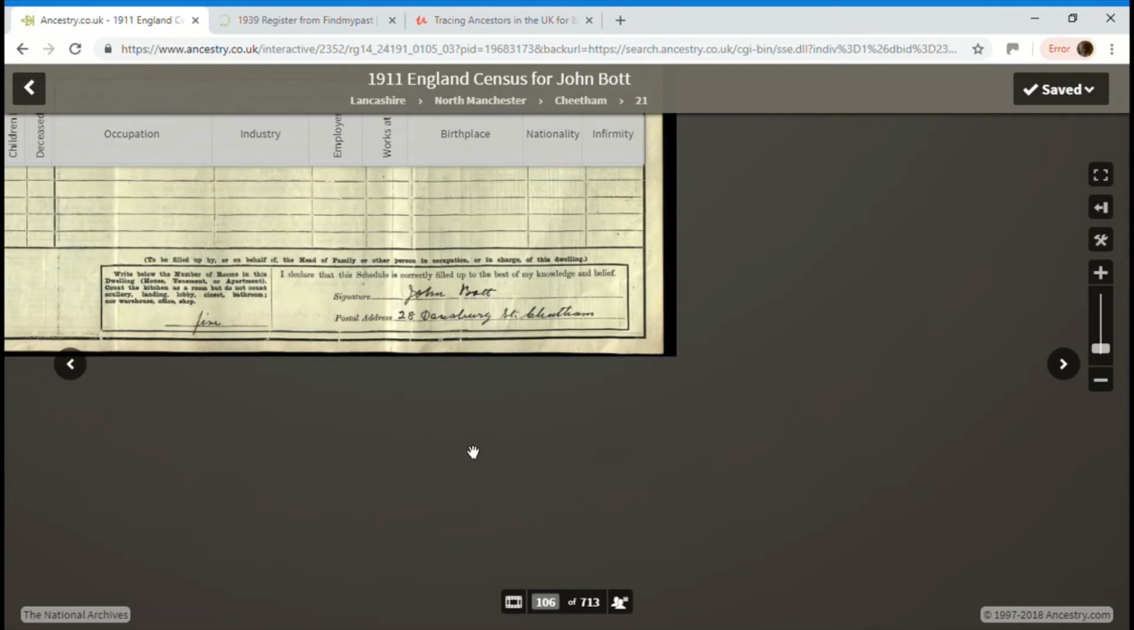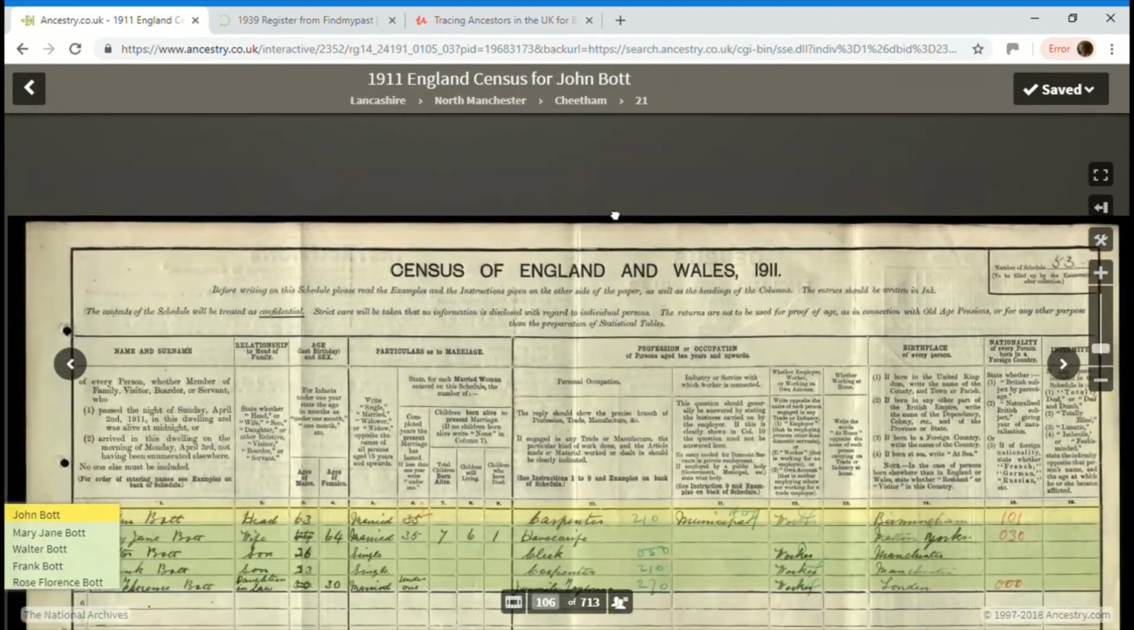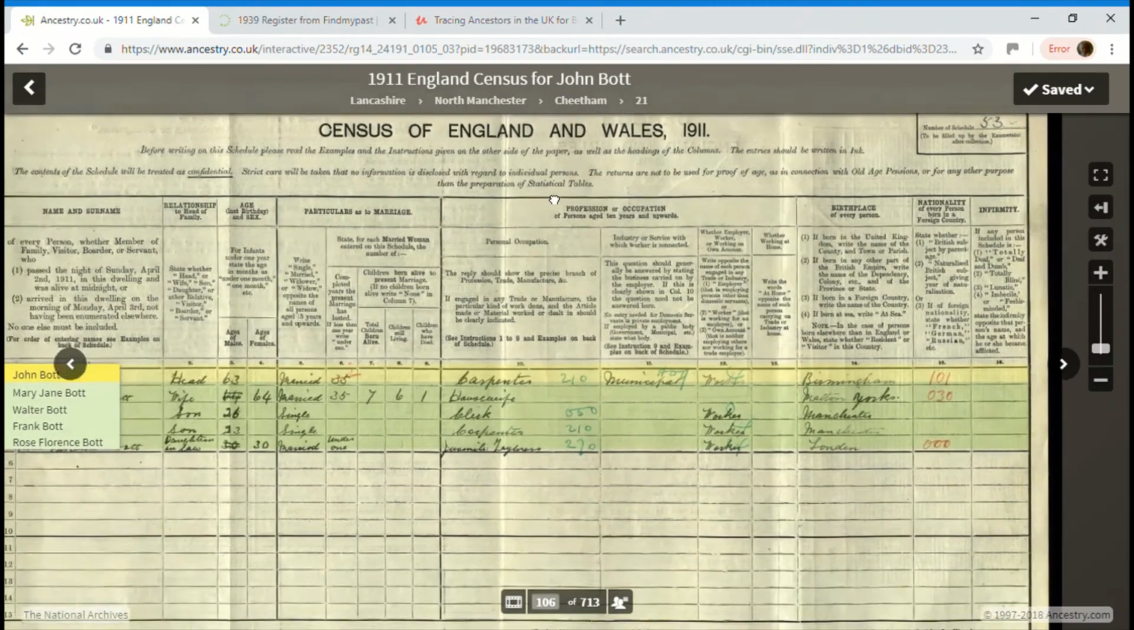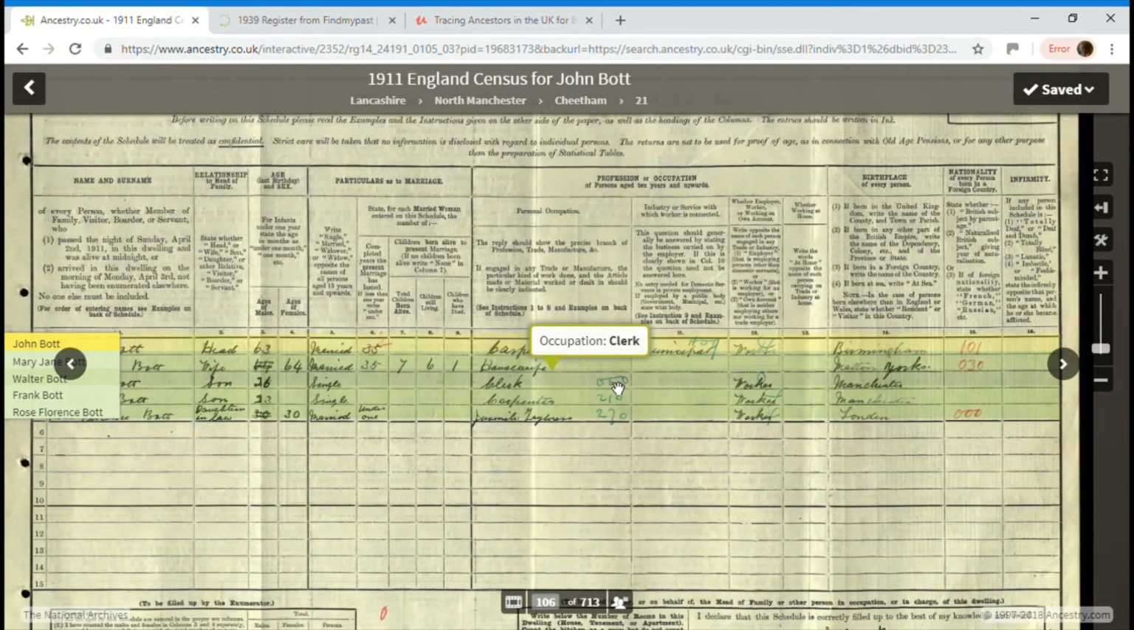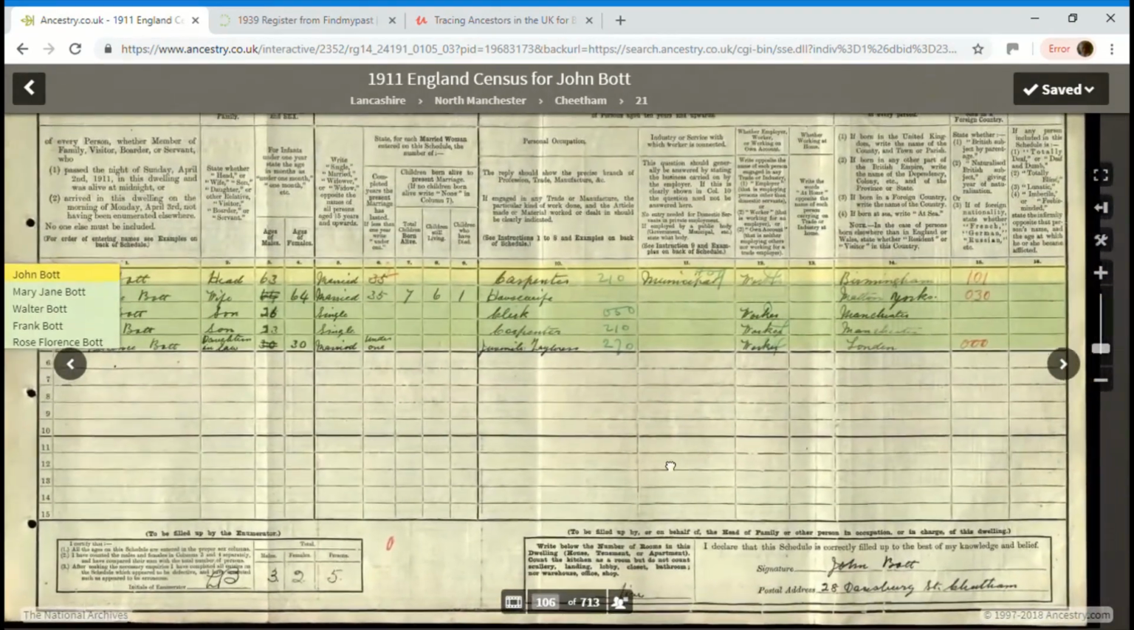The postal address is 28 Dewsbury, I think that is, Street, Cheetham. You can check that if you can't see the writing. It is also at the top, Cheetham there. Okay, so that's the 1911 census. So I've pointed out all the major things.